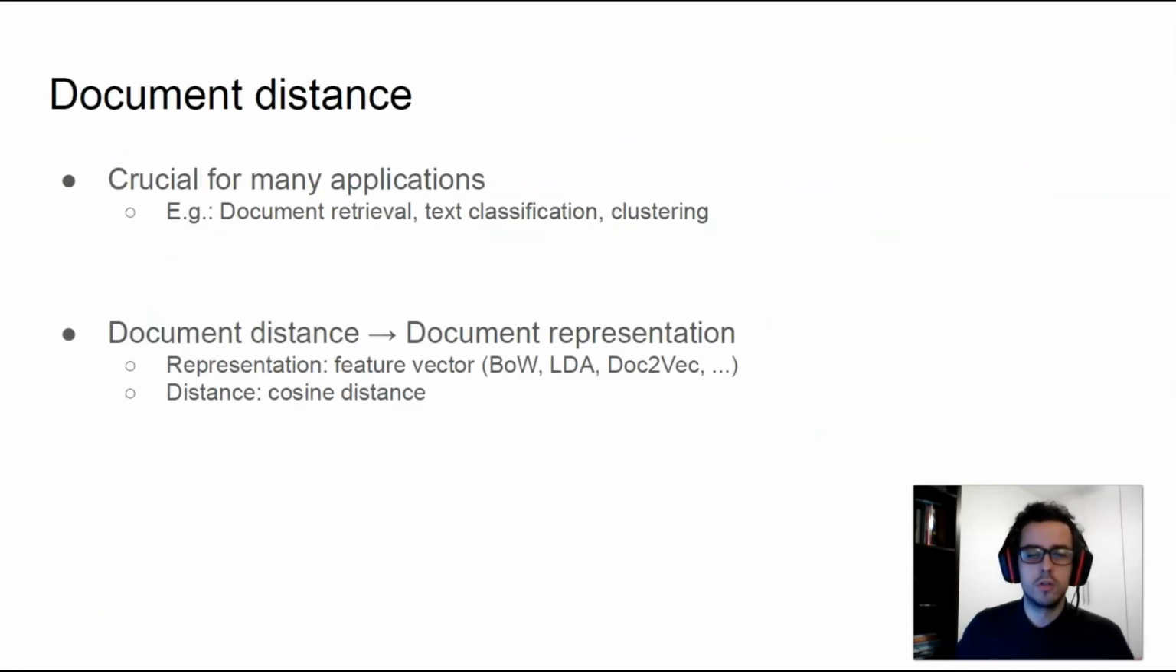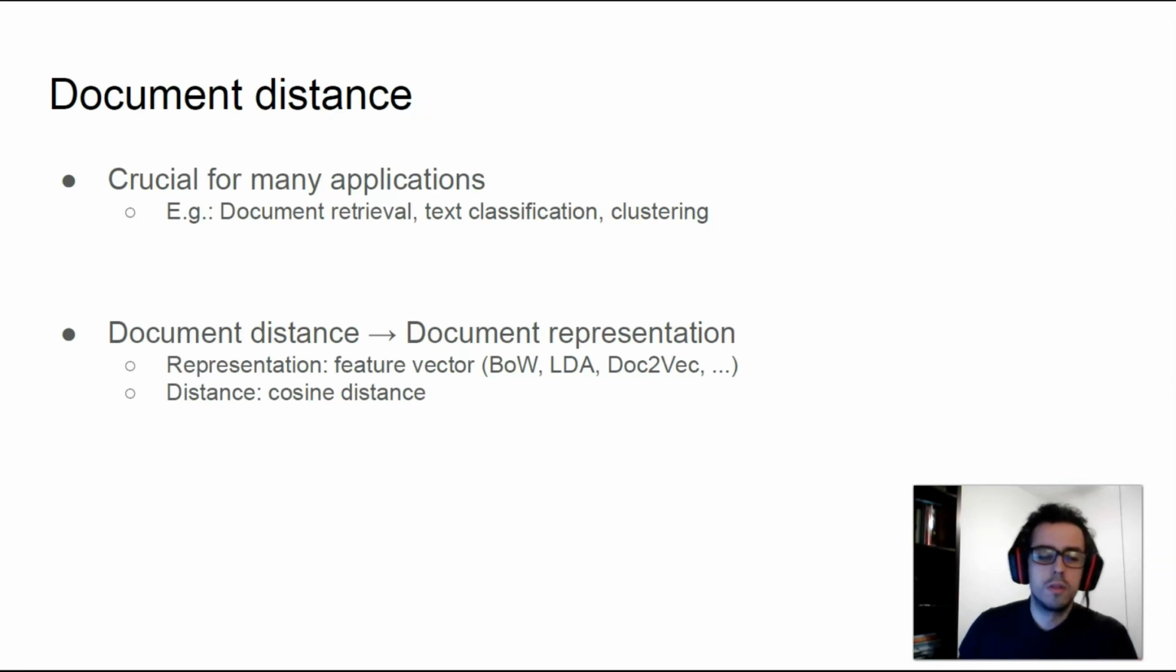In this presentation, we will be talking about document distances. That's a crucial step for many applications such as document retrieval, text classification, and others. And it's important to remember that when we are talking about document distances, we are mainly talking about the representation, since the better the representation, the more trustworthy the results. Documents are usually represented as feature vectors using bag-of-words, LDA, doc2vec, and others.